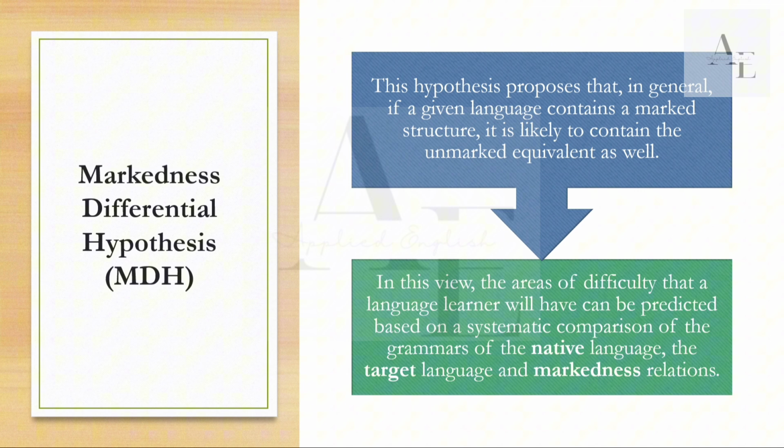So in this view, the areas of difficulty that a language learner will have can be predicted based on a systematic comparison of the grammar of the native language, the target language, and markedness relations. So this view says that to predict the areas of difficulty for language learners, the comparison is made on three bases, which are the grammar of the native language, the grammar of the target language, and markedness relations. So let's talk about the basis of comparison.